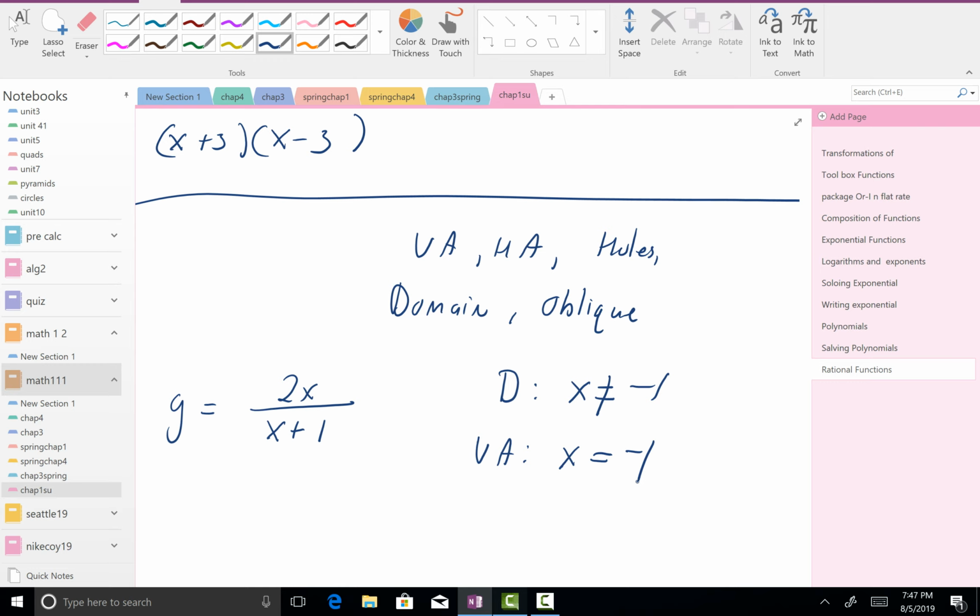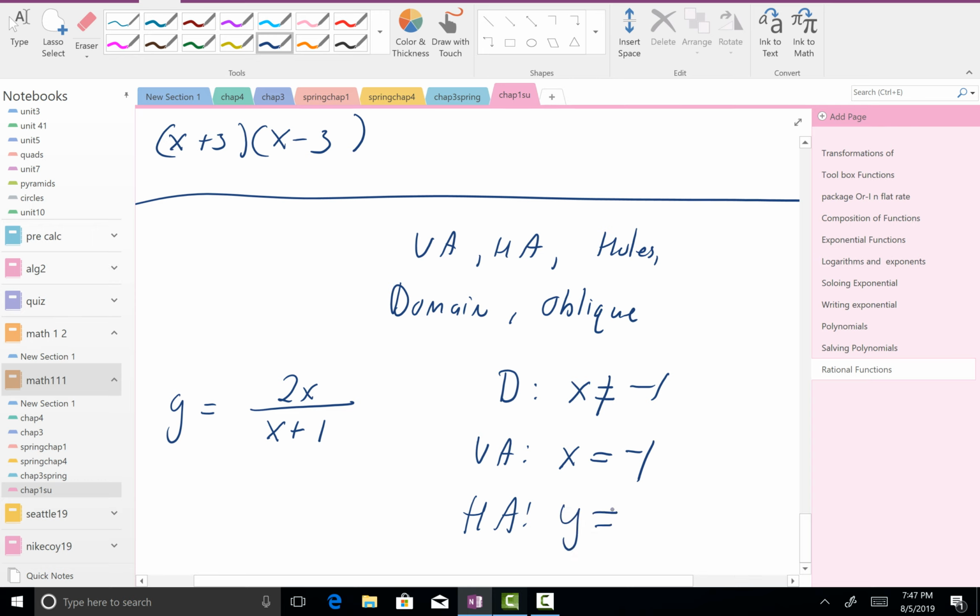Let's look at the degree. What's the degree of this one, 2x? What's the degree of the other? They're both 1. Well, if they're both 1, then what did we say the horizontal asymptote has to be? If they're the same, what does the horizontal asymptote have to be?